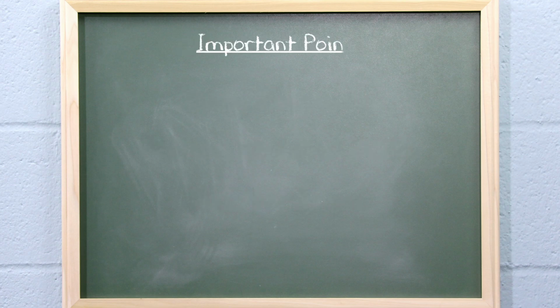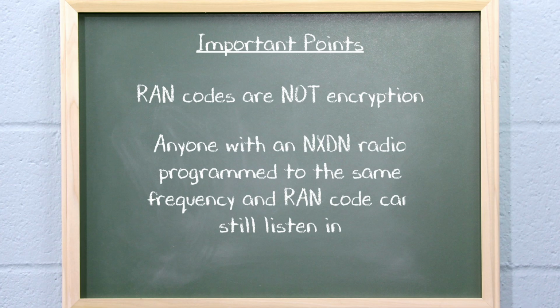There is one important thing to understand. RAN codes are not encryption. They control access, but they don't make your conversations private. Anyone with an NXDN radio programmed to the same frequency and RAN code can still listen. If you need secure communications, that's where digital encryption comes in, when it's legal and supported by your radio.